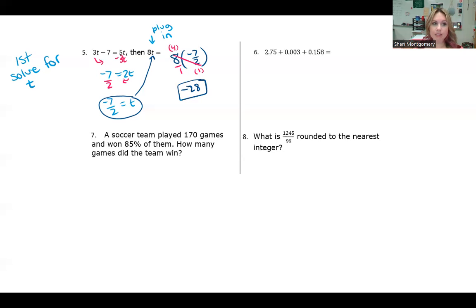Number 6, you guys have a calculator, but even if you didn't, you should be able to line up those decimals and get an answer. Did anybody get an answer? What did you get? 2.911. Okay, I need somebody else to get 2.911. Okay, Julia got 2.911. We are good.